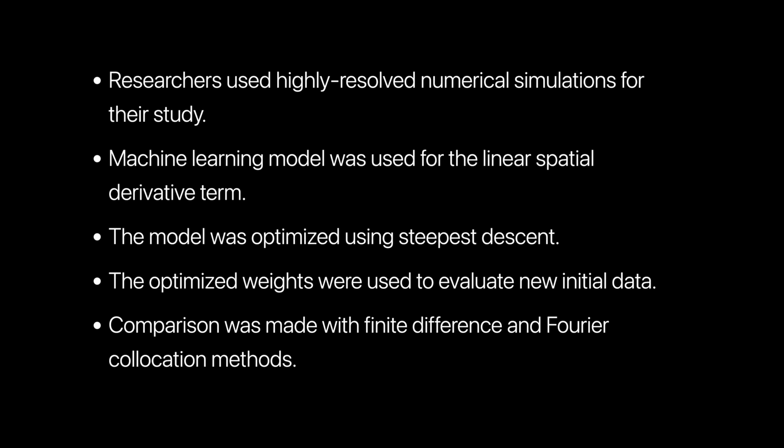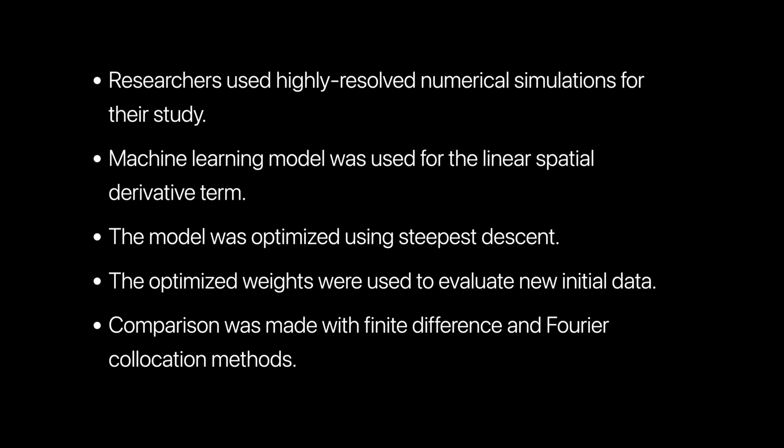The researchers generated both training and testing data for their study using highly resolved numerical simulations, using Fourier collocation for spatial derivatives and an IMEX 2 time stepping scheme. They used a machine learning model solely for the linear spatial derivative term, which was constructed using a finite difference method for the third derivative term, which was then substituted by an approximation derived from the machine learning model. The objective function used for training was the truncation error of the approximation, evaluated using highly resolved numerical simulations as a proxy for the exact solution.